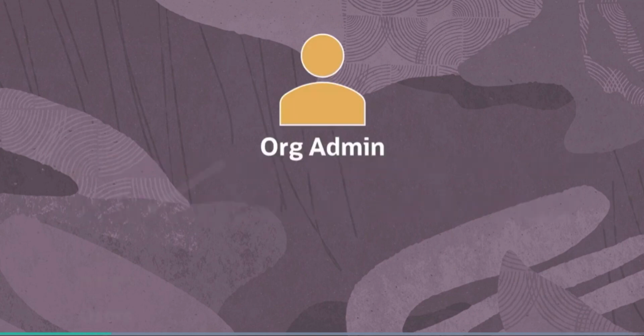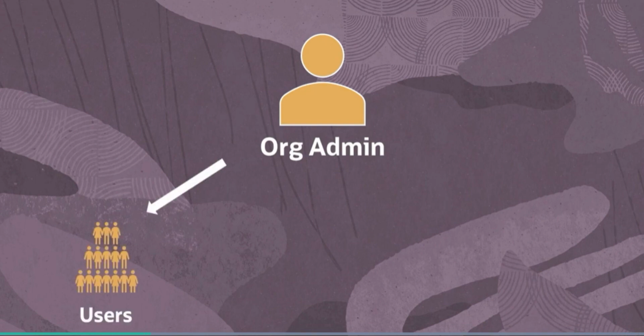First are the users. If you're an Org Admin, you can only manage people who are part of your organisation and not other organisations. In Aconex, a user is someone who has an account with a username and password and that can log in and access projects.